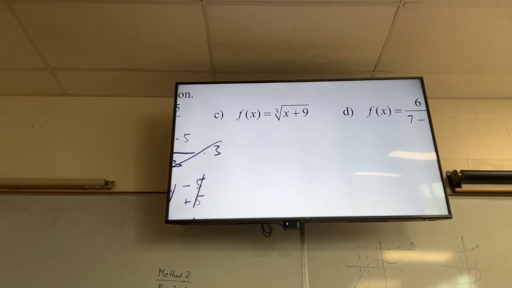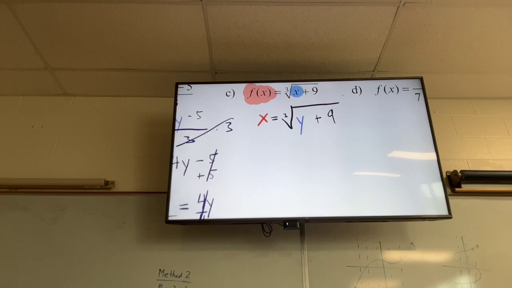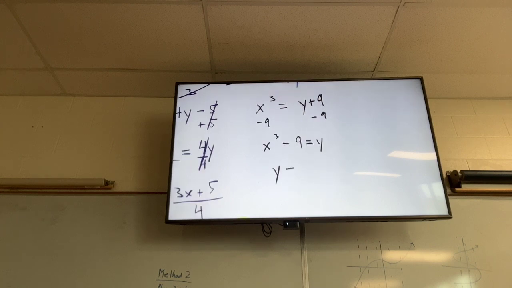Alright, so for C, same deal. Everywhere I see an f of x, I want to change that to an x. Everywhere I see an x, I just want to make that a y. Okay, then I solve for y. So let's cube both sides to cancel out the cube roots. Subtract 9. Y equals x cubed minus 9. Okay, and then instead of writing y equals, I write f inverse equals.